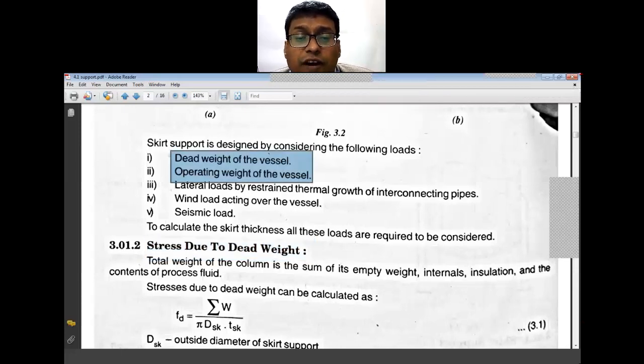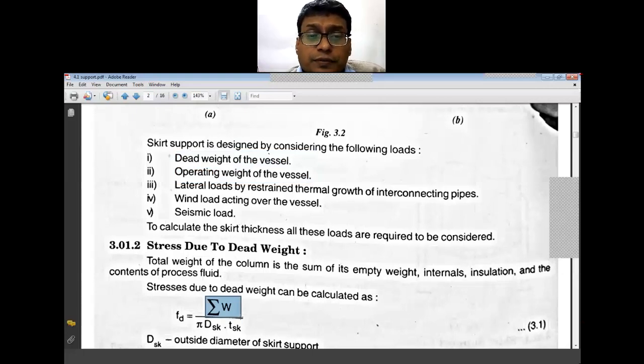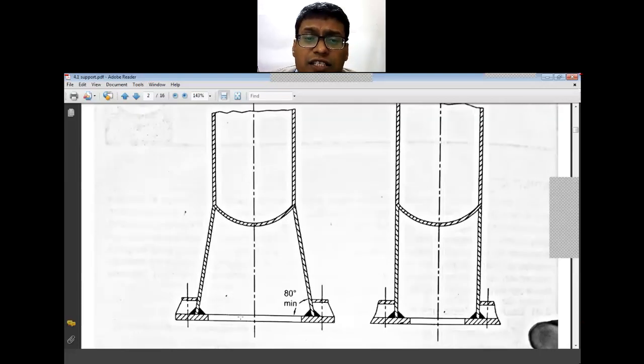So the total weight summation W will incorporate the dead weight of the vessel plus the operating weight of the vessel. That means the weight of the vessel contents is to be considered, plus the dead weight of the vessel. Dead weight of the vessel means the metal weight. So total weight of the vessel plus the liquid content or the solid contents. Now this will be acting on this skirt. So the total weight is to be transferred to the skirt.